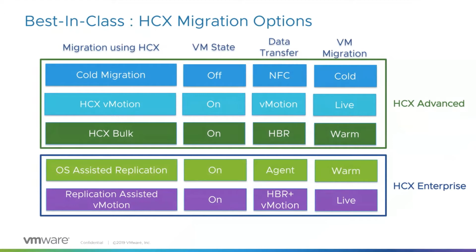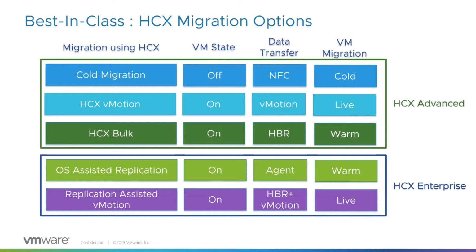It automatically defaults to a network file copy, wherein the virtual machine, in its powered off state, will be migrated from the source to the destination. The second one is quite interesting. It's HCX vMotion. The concept is very similar to the regular vMotion that we have in our vCenter, but this is sort of a regular vMotion on steroids.